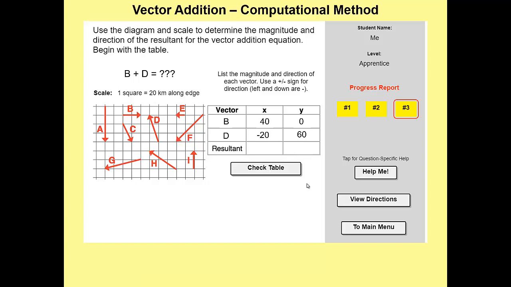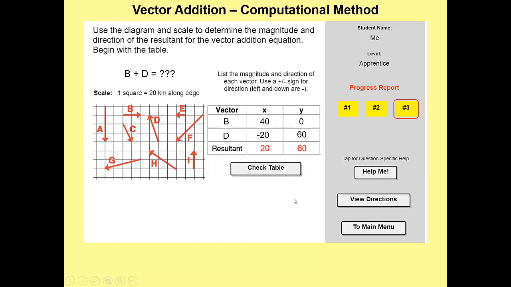So now, mathematically, we're going to do what we just did graphically, which is we're going to gather up all of the horizontal parts, and we're going to gather up all of the vertical parts to make a vector diagram in the shape of a right triangle. 40 and a negative 20 is a positive 20. 0 plus a positive 60 is a positive 60. Right? And these could be positive or negative depending on the components, depending on which ones you're doing here.